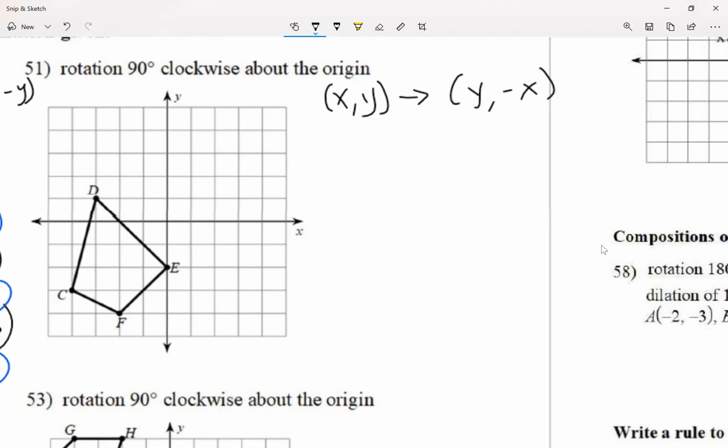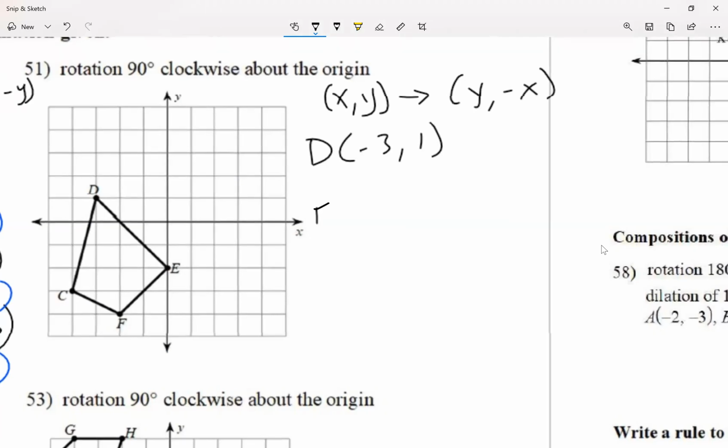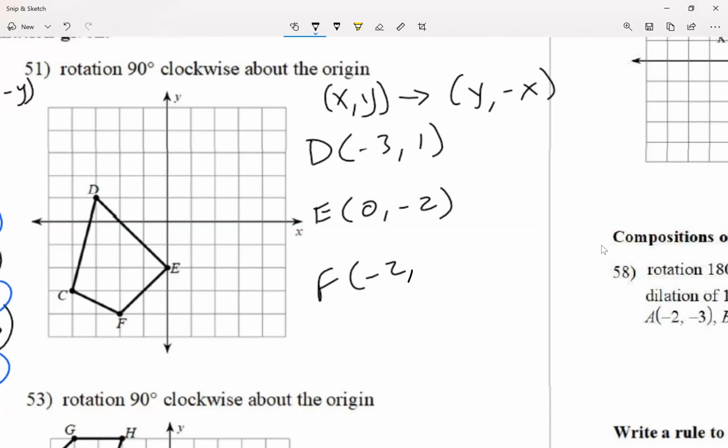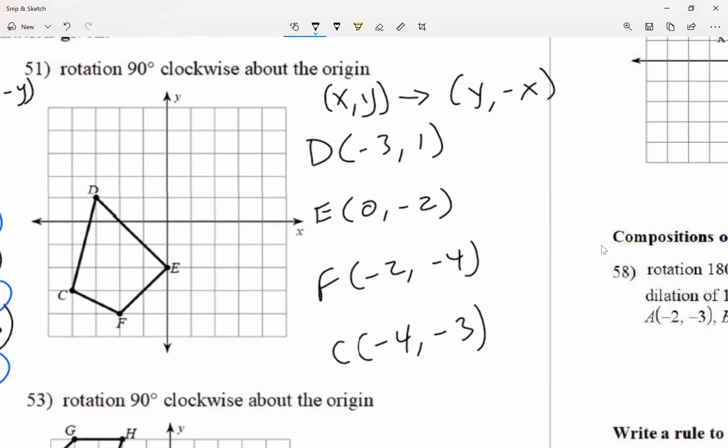So my point D right now is (-3, 1). My point E is (0, -2). My point F is (-2, -4). And lastly, my point C is (-4, -3).